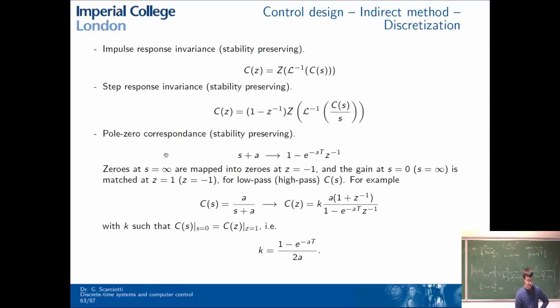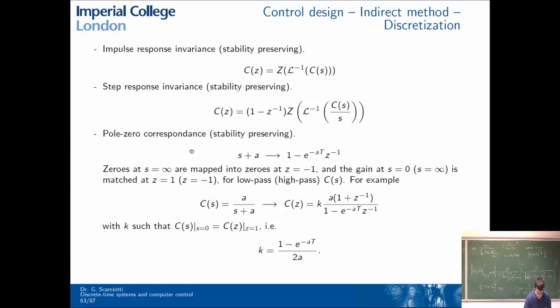Finally, the last algorithm of discretization is the pole zero correspondence, and this is one of the nicest algorithms that you can use, and is one of my favorite actually. And the idea is simple. Basically, what you want to do is to map exactly the location of a pole or of a zero from continuous time to discrete time.